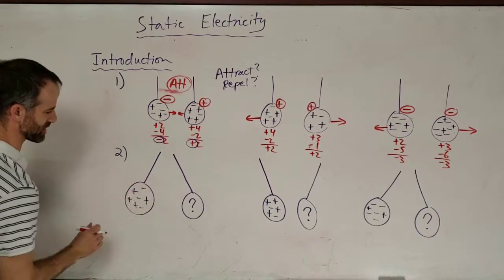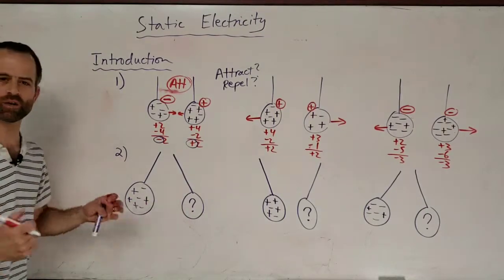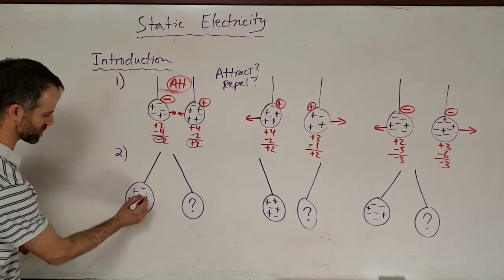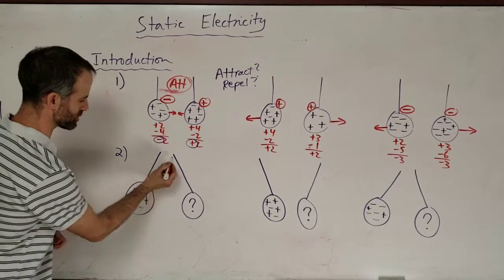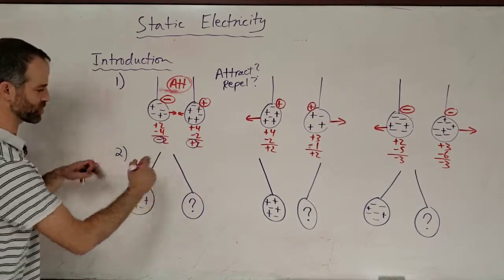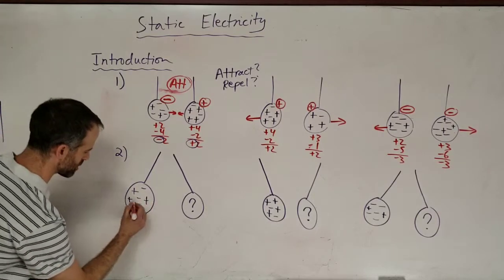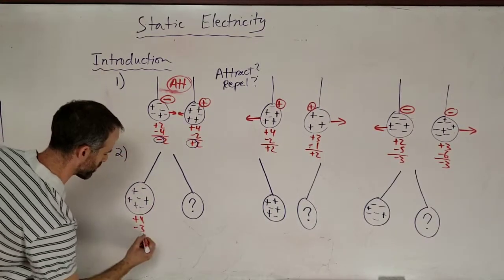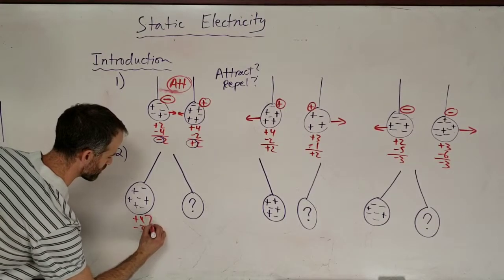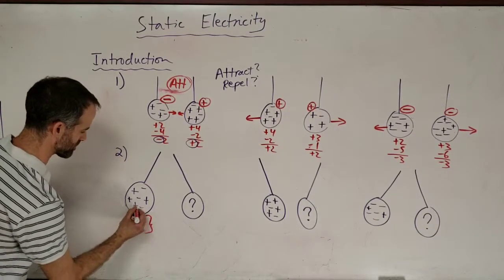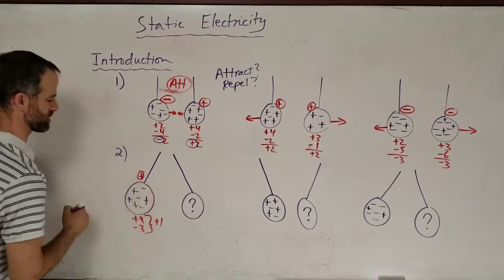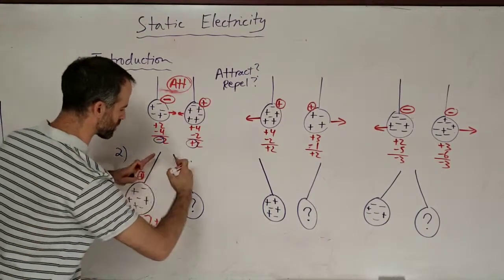The question is asking, what is the charge of this unknown pith ball? Now there are a couple of clues. First of all, you have the charges, and second of all, you notice that the strings are pushing away. So what is the charge here? +4, -3, with an overall charge of +4 -3 is +1. So it's overall positive.